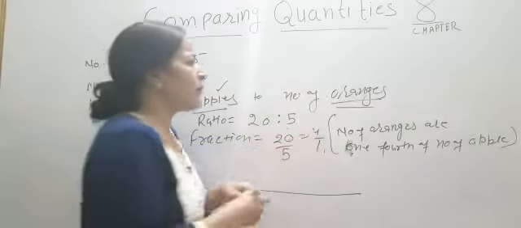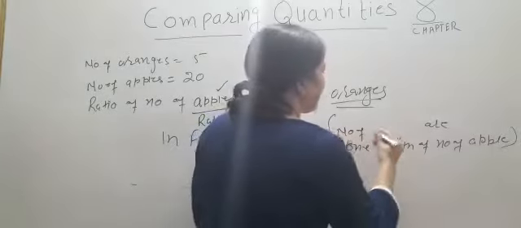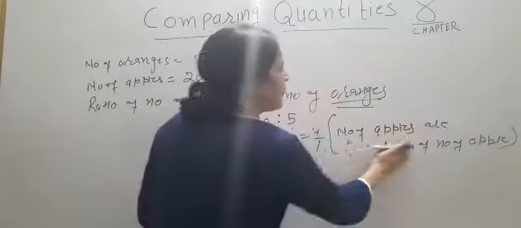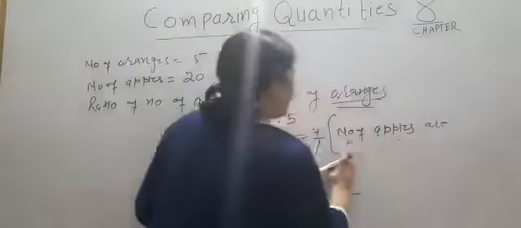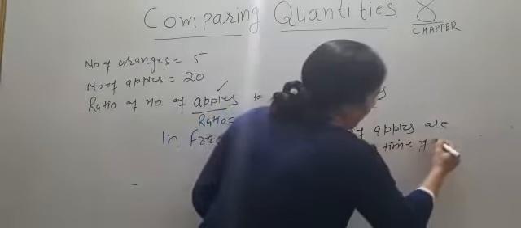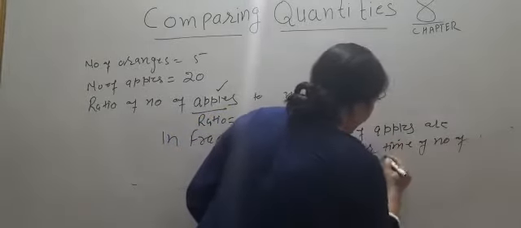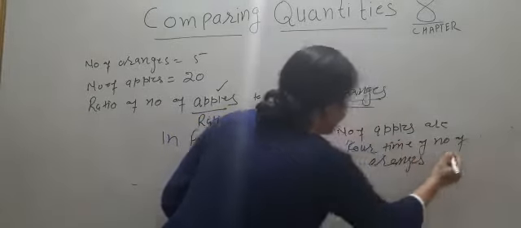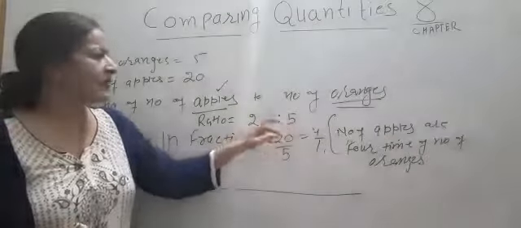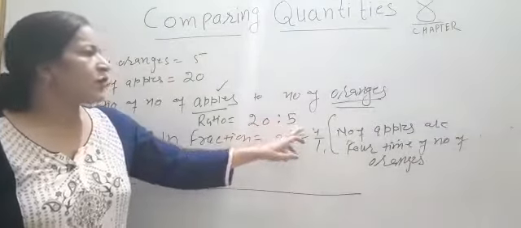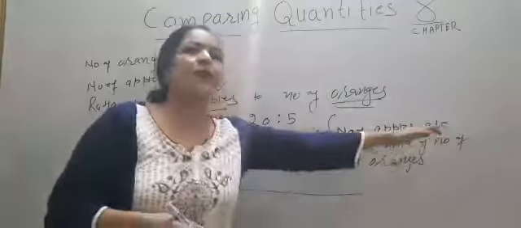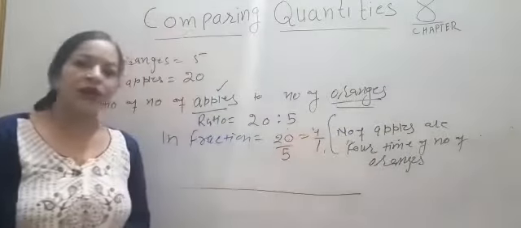So number of apples are what? 4 times of number of oranges. Clear? 20:5 means apples ratio oranges, so it is 4/1, so number of apples are 4 times of number of oranges.